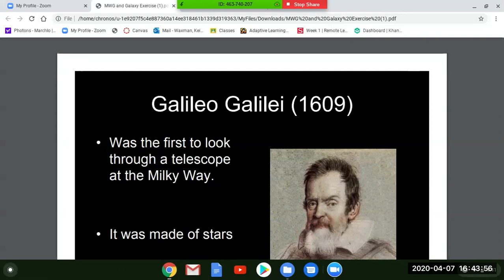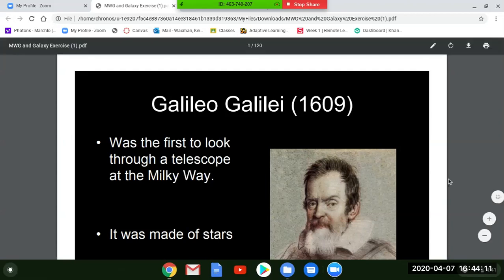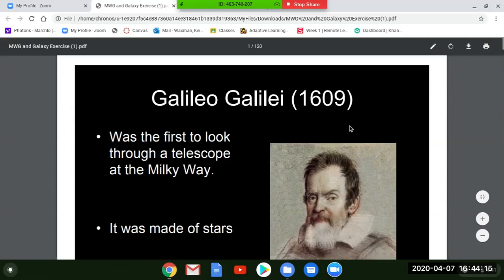Galileo was the first to look through a telescope at the Milky Way and realize it was made of stars. So Galileo was the first to realize that our galaxy, this band of light that you see stretching across the sky, was composed of stars. That's good to know because he was the first to use a telescope to look up.